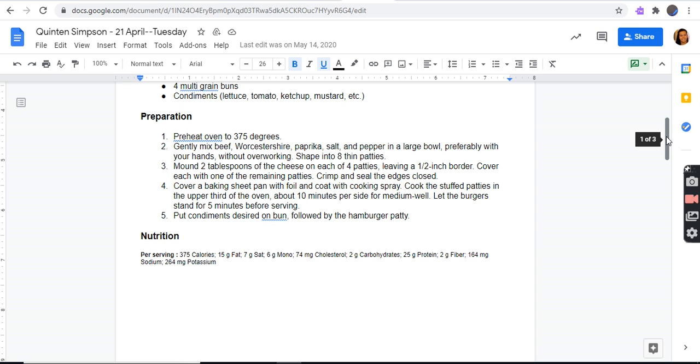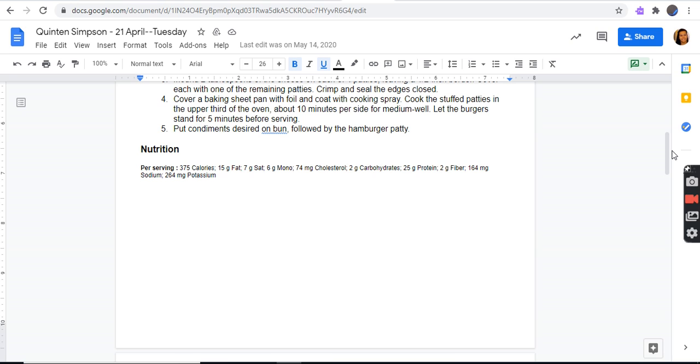Cover a baking sheet pan with foil and coat with cooking spray, and cook the stuffed patties in the upper third of the oven about 10 minutes per side for medium well. Let the burgers stand for 5 minutes before serving. Put condiments as desired on the bun, followed by the hamburger patty. Nutrition per serving: 375 calories, 15 g fat, 7 g sat, 6 g mono, 74 mg cholesterol, 2 g carbohydrates, 25 g protein, 2 g fiber, 164 mg sodium, and 264 potassium.